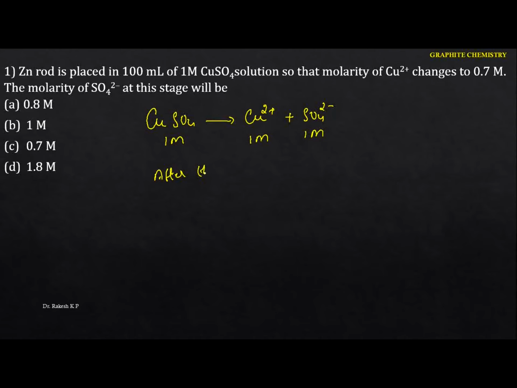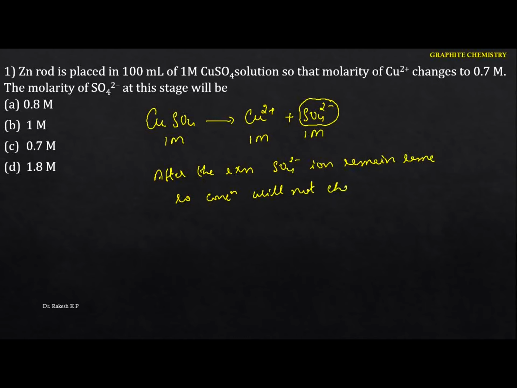Once the reaction is completed, that means after the reaction, you just identify that the sulfate ion remains the same. That means the concentration also remains the same. Whenever the zinc rod is dipped in the copper sulfate solution, it changes to zinc sulfate, but the concentration of the sulfate remains the same. So the concentration will not change for the sulfate.